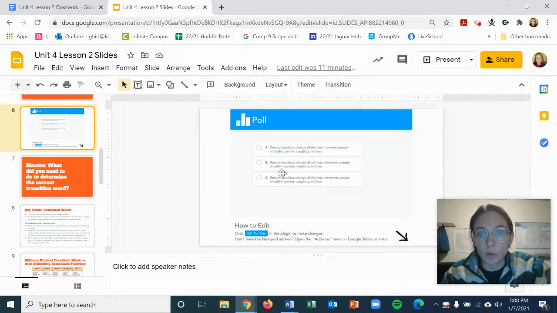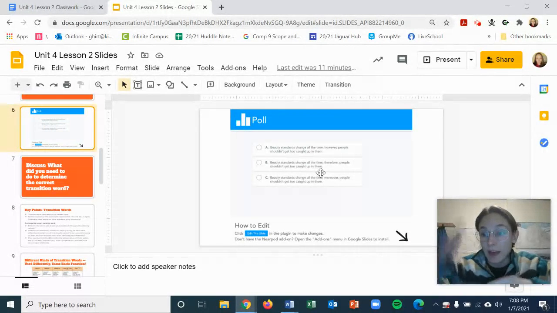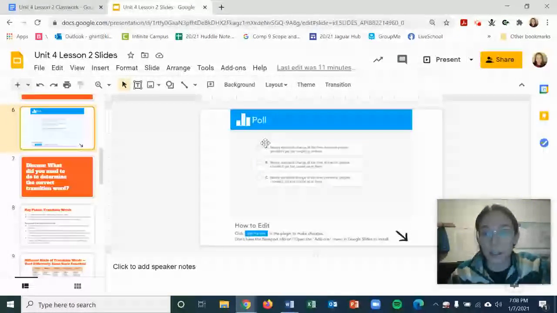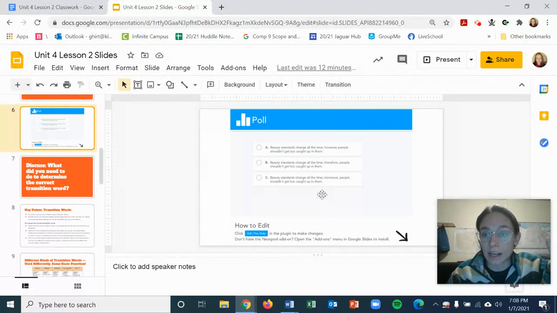So in this question, the reason that we should use therefore is because this is a cause and effect relationship. Because beauty standards change all the time, that means that people shouldn't get too caught up in them, right? Cause: they change all the time. Effect: people should not get too caught up in them. It's not a contrasting relationship. It's not an adding on relationship.